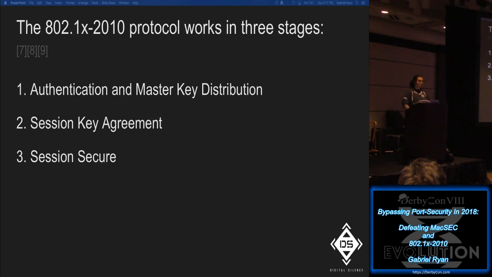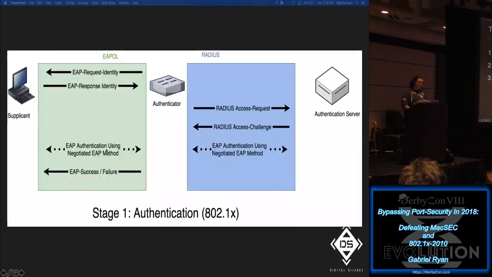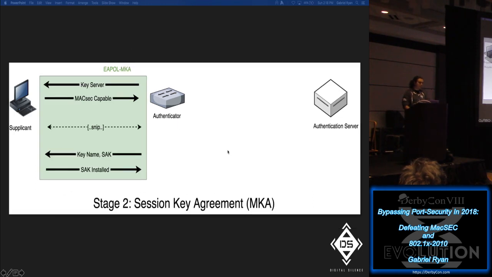The 802.1x 2010 protocol works in 3 stages. We have the authentication and master key distribution and the session key agreement. This is very similar to what we saw before. And then we also have the session secure stage. Stage 1 is authentication. Essentially, this is exactly what we were looking at before when we talked about the main 4 steps of 802.1x. The only difference is we're going to get a little more stuff passed between the authenticator and the supplicant, at the very end of it.